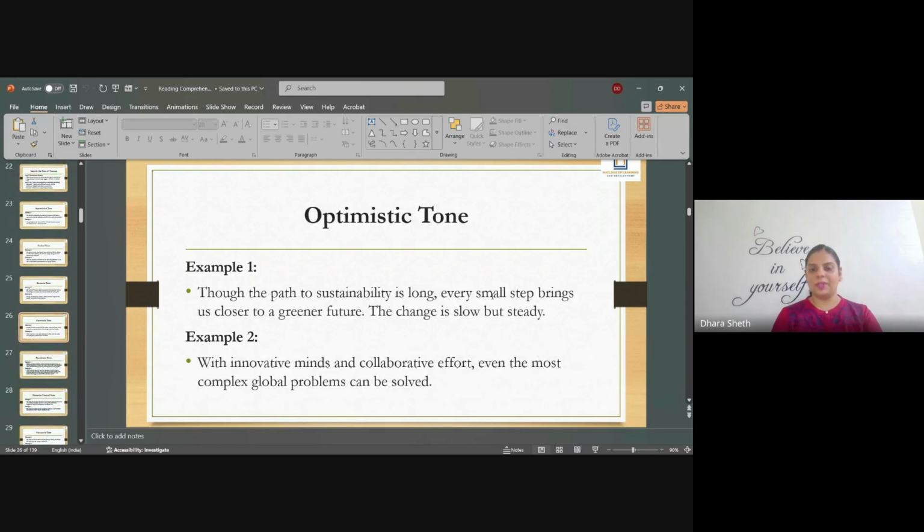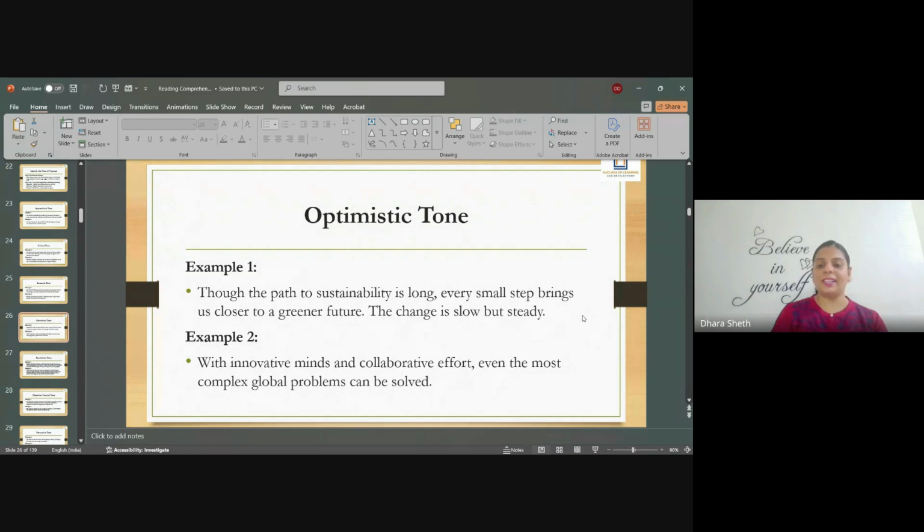Next is optimistic. Optimism is when you think that there is a possibility of something good happening. Though the path to sustainability is long, every small step brings us closer to a greener future. The change is slow but steady. So the author feels that although the change is slow, it is steadily happening and there is a possibility that things might become greener in future.